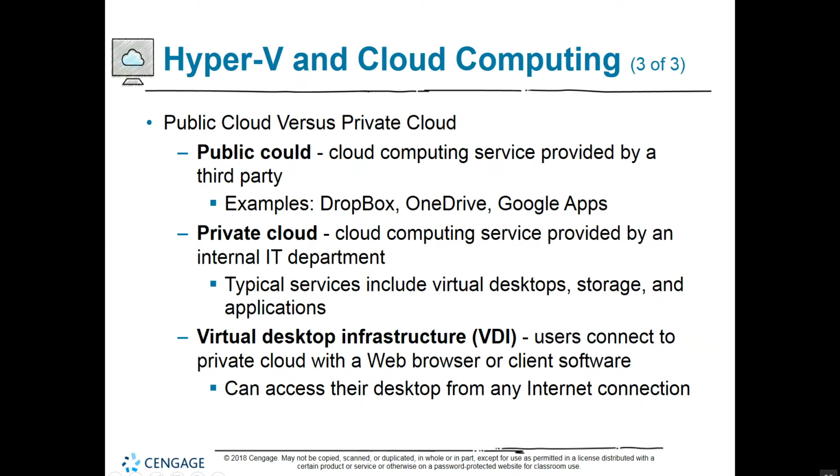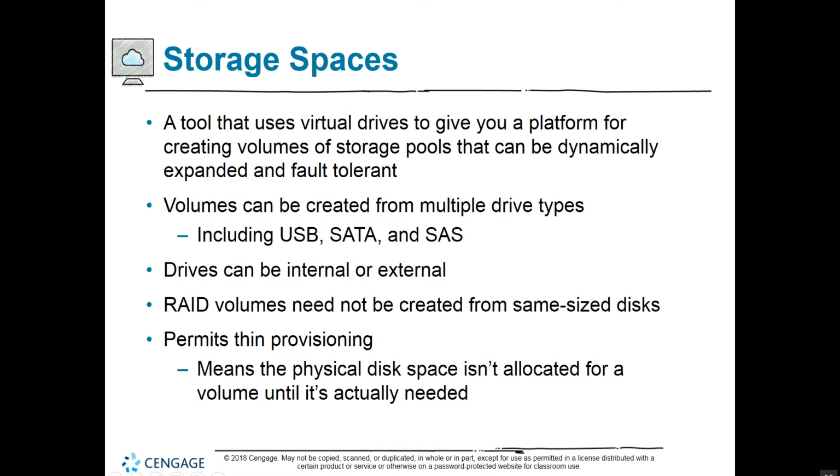So we've got different kinds of clouds. We've got a public cloud, a private cloud, and we've also got a virtual desktop infrastructure. Now, in that, users connect to a private cloud with a web browser or client software, and they can access their desktop from any internet connection. So we've got different storage spaces, whether we're using USB, SATA, SAS. Drives can be internal, external, remote, RAID. There's so much that we can do now.